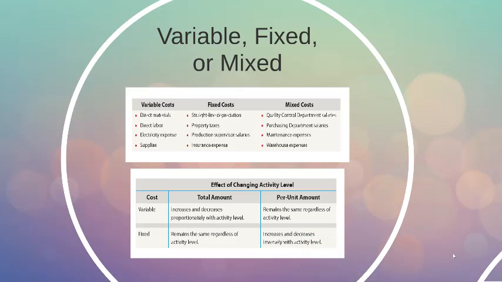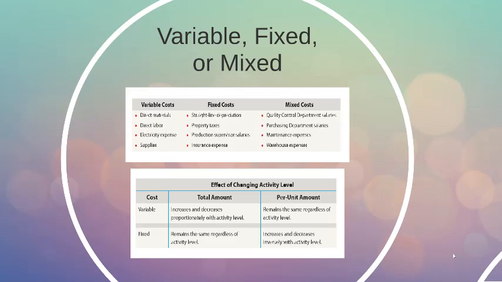First, let's take a look at variable costs. Examples of variable costs are your direct materials or your direct labor, anything that relates to how much you produce. A variable cost in total will increase or decrease proportionally with the level of activity. But a variable cost on a per unit basis will remain the same regardless of the level of activity.